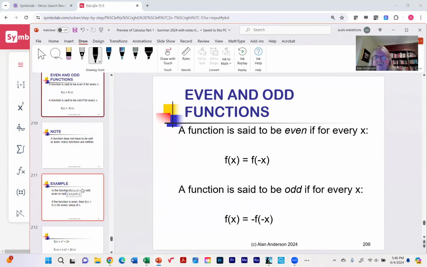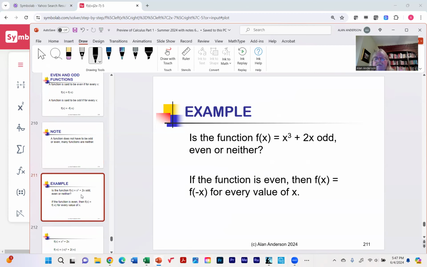So let's look at a couple of examples of this. By the way, most functions don't fall into either category. They don't have to. Some of them are even, some are odd. None of them could be both, of course, but many functions are neither. So let's try this one. Here's a helpful hint. If the leading exponent, the largest exponent in your function, is an even number, it's probably an even function. And if the largest exponent is positive and odd, then there's a pretty good chance that this is an odd function. That's kind of a hint.